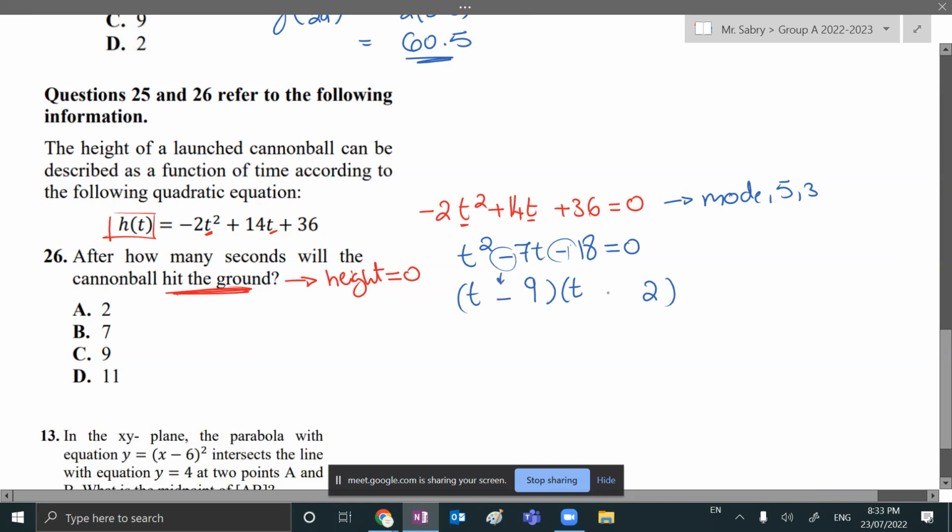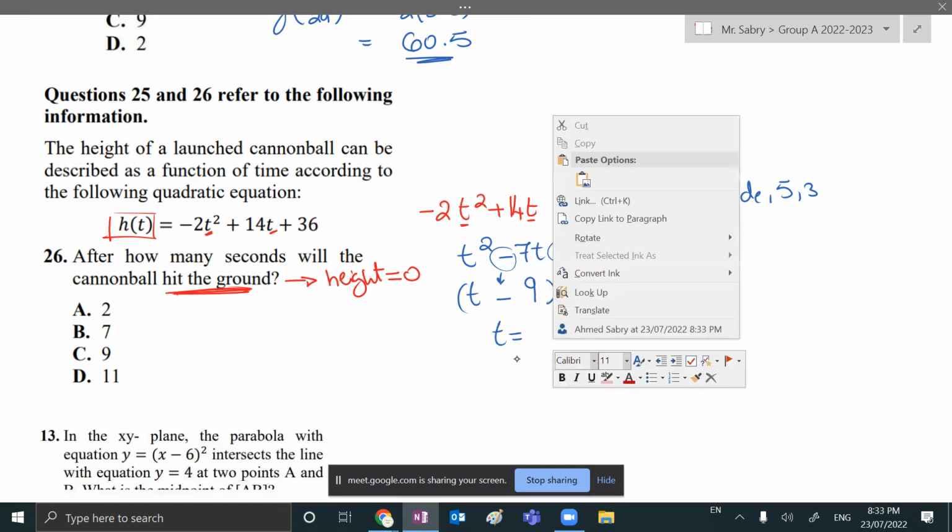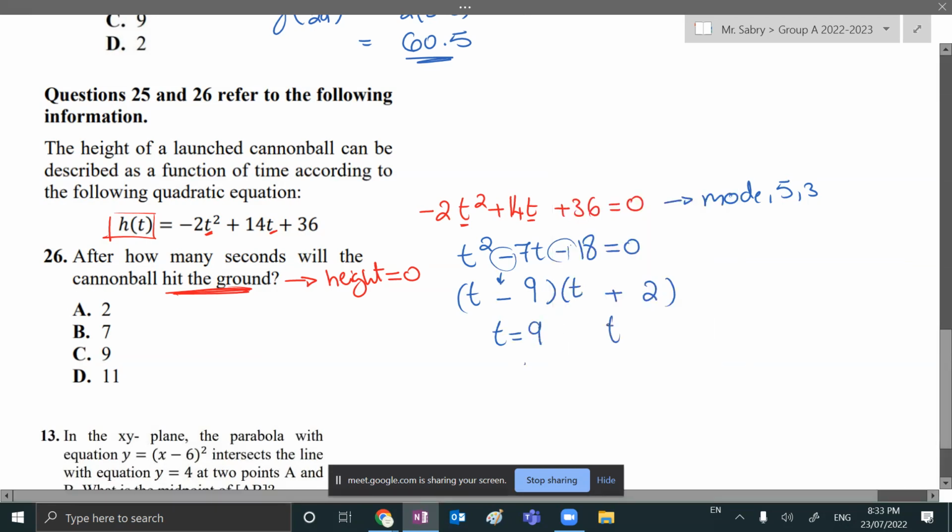So this one will be negative and this one will be positive, which means that t is either equal to 9 or t is equal to negative 2. Now I cannot take this one because we can't have time in negative. So we will take this one as the correct one for sure. So after 9 seconds, this ball will hit the ground. Are we clear on this one?